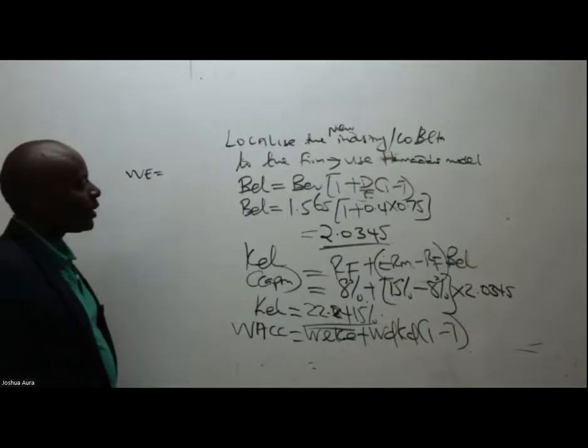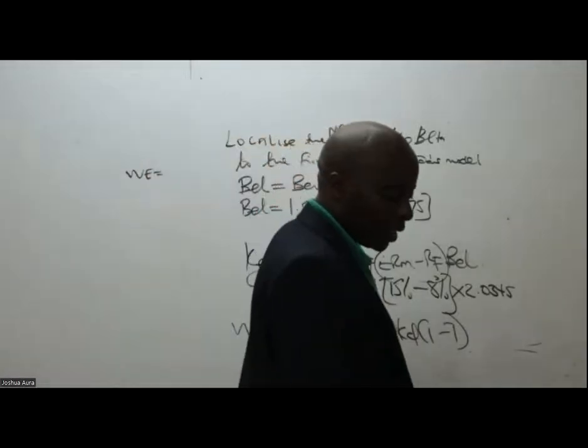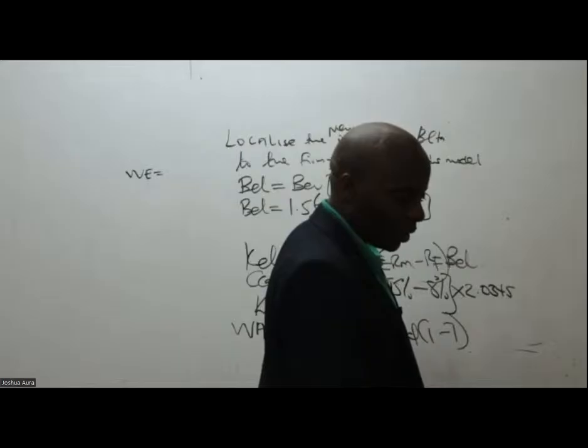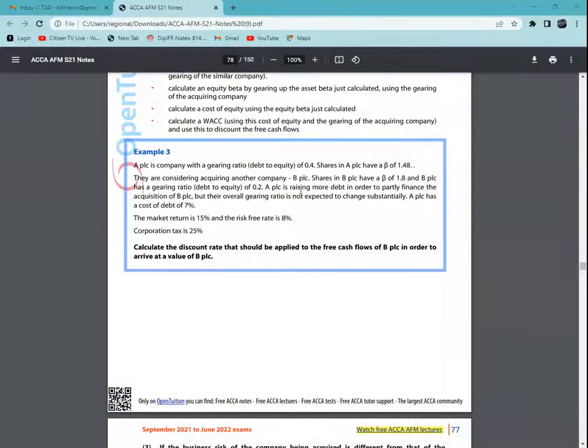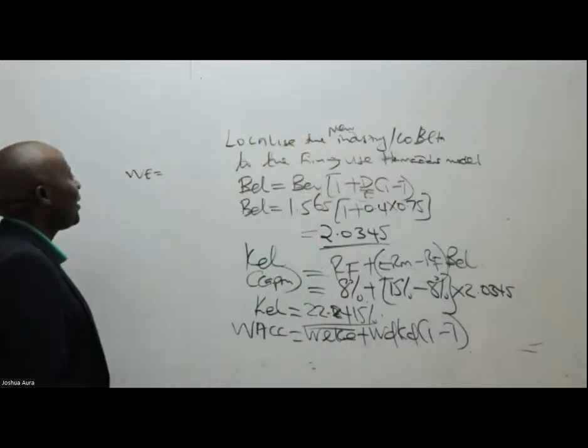Remember what they told us up there is that the debt to equity is 0.4. Debt to equity is 0.4 for the company. But you see, this is not the weight. Don't tell me that the debt is 0.4, equity is 0.6. No, no, this is quite a challenging one.